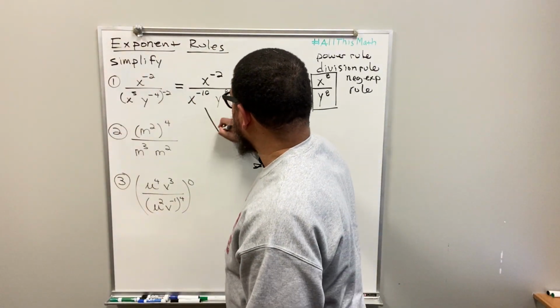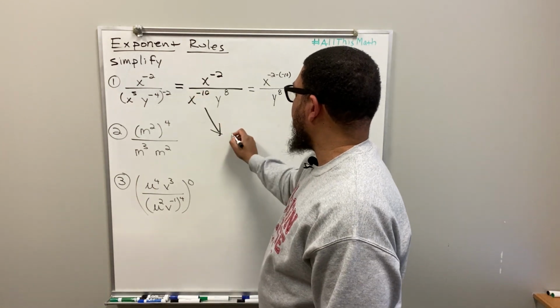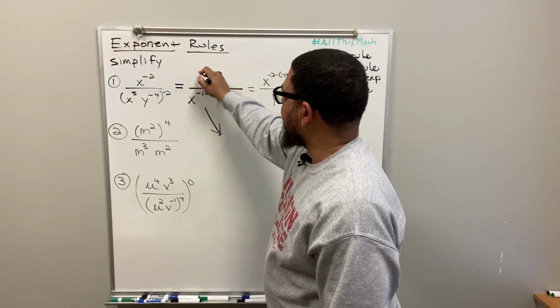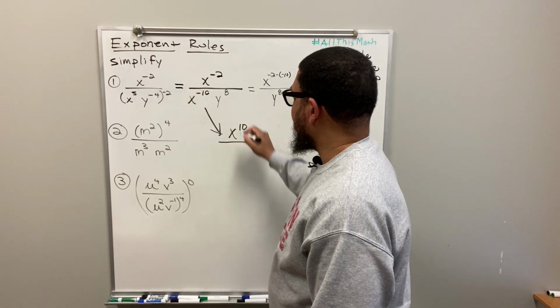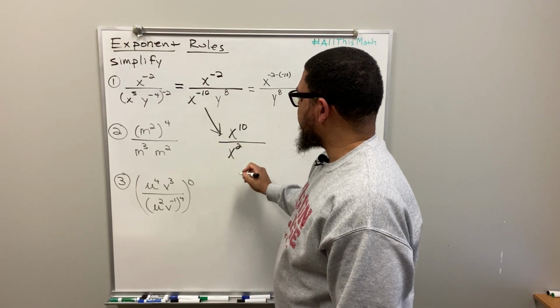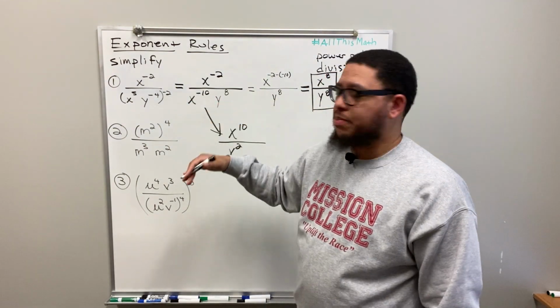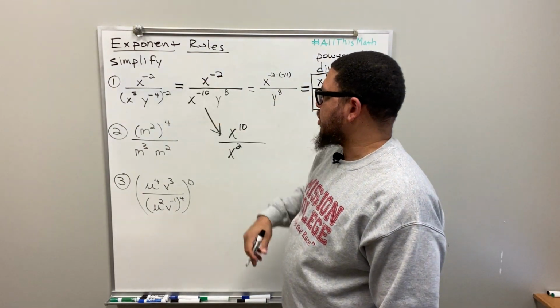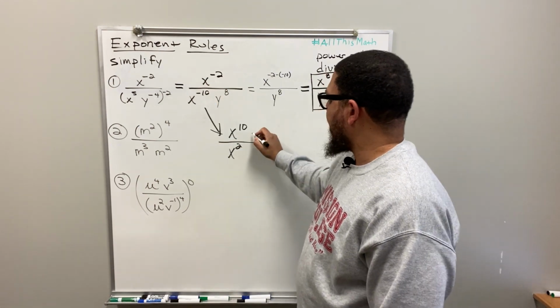Because what I could have done was this. I could have flipped this x and flipped that x, and then I would have had this x to the -10 on top. So that would have been x to the +10. And then this x to the -2 would have gone down to the bottom. I would have had x to the +2. That's the negative exponent rule, right? Anything that has a negative exponent, you move it to the other part of the fraction.